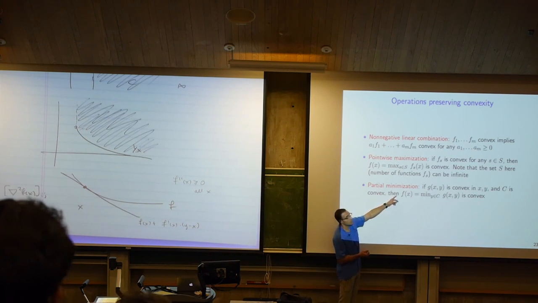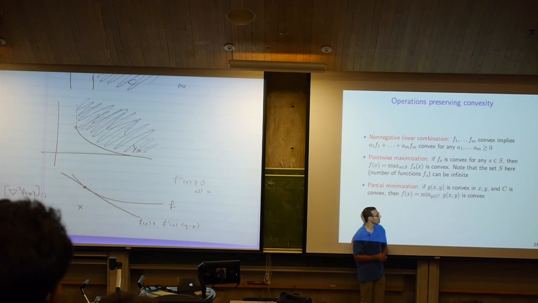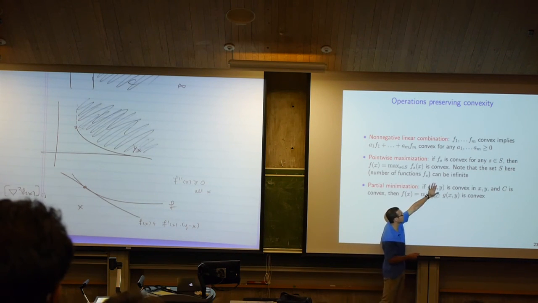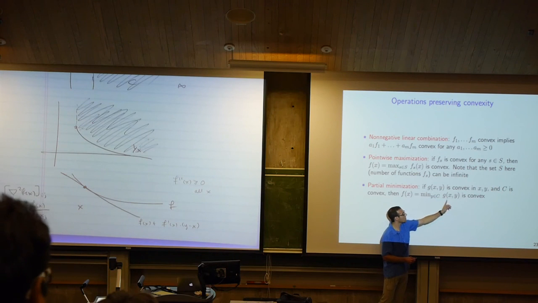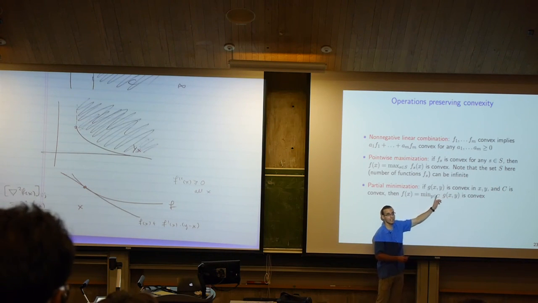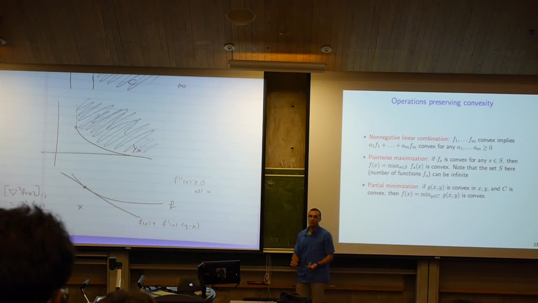This one is about minimization rather than maximization, and it requires a bit more conditions for this to be true. If I have a function g that's jointly convex, say in two parts, x and y, so it just means it's convex in its argument, z, it's convex in x, y. And C is a convex set, then I can minimize partially. Let's suppose I minimize over y in C to get a function out that's only a function of x. That's still a convex function.